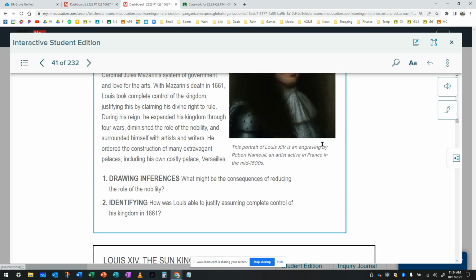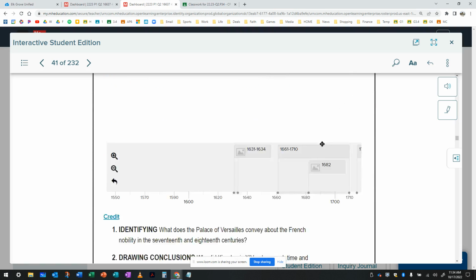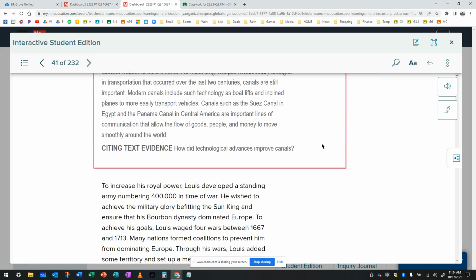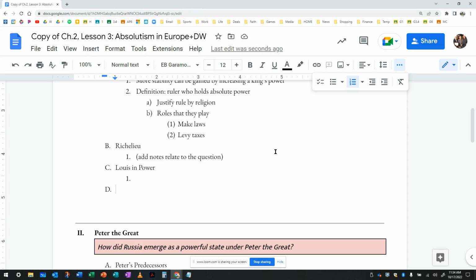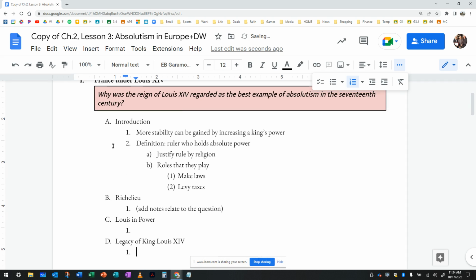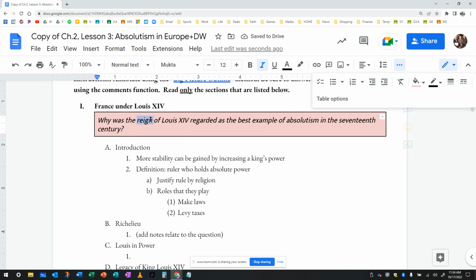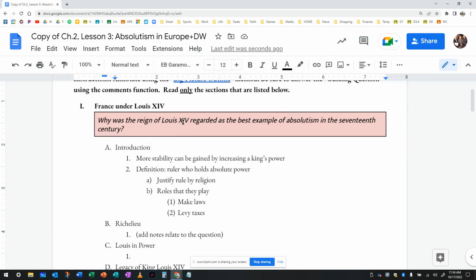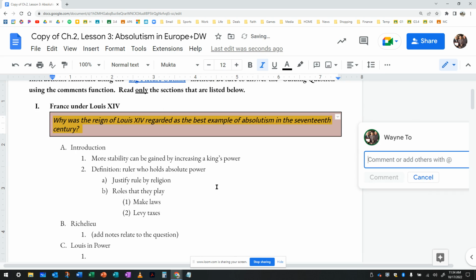So scroll down. The next major section is, in this case, Legacy of King Louis. Then take further notes. And then once you have all of these notes, you can go back and answer this question. So go ahead and highlight this and click add a comment. And what you're going to do now is, based on the notes that you've written here, answer this question so that your notes have a direction. They exist specifically to answer this question as a whole.